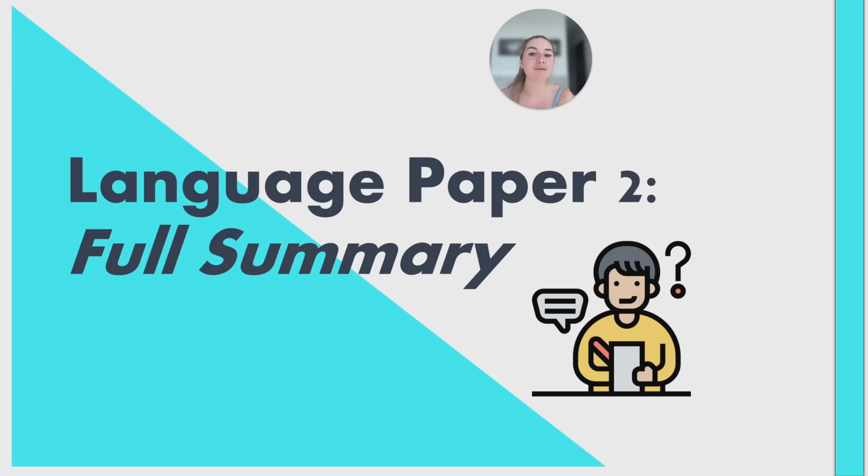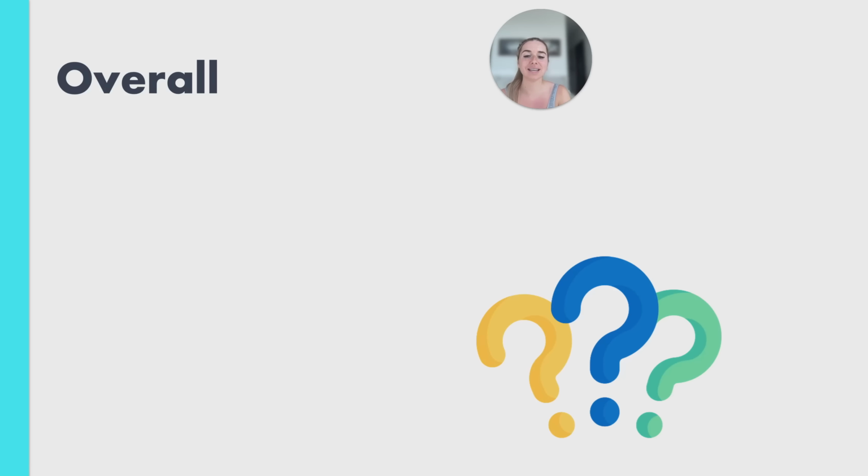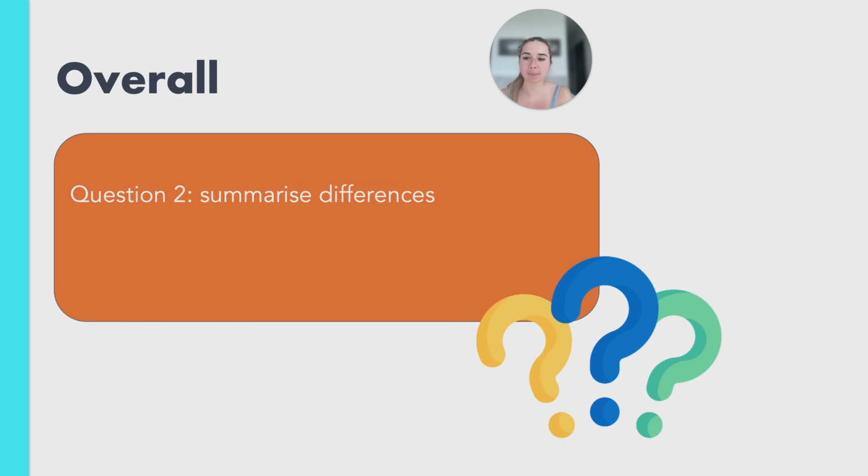So today we're going through a full language paper 2 summary so you know everything ahead of the exam. So overall, what is the paper? We've gone in a different order. Question 1 is shading in the true statements. Question 2 is a summary of the differences.